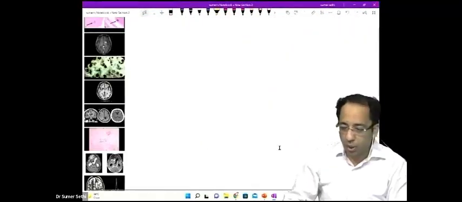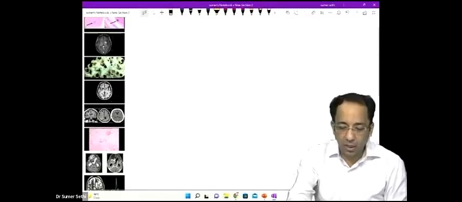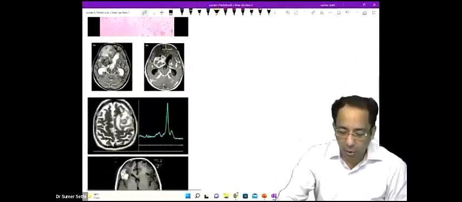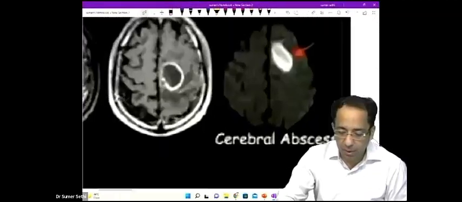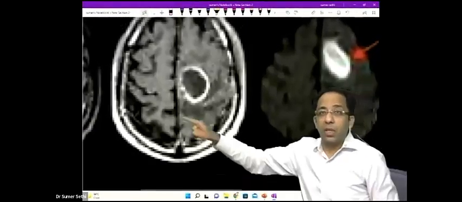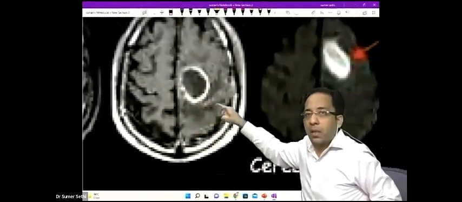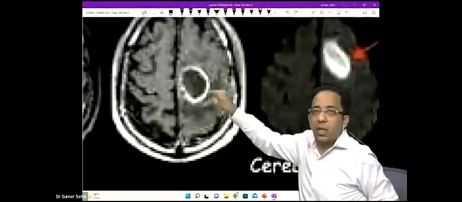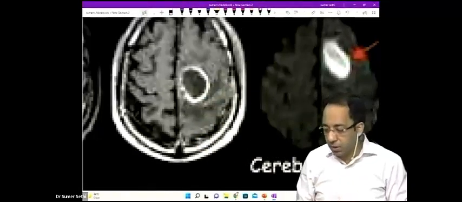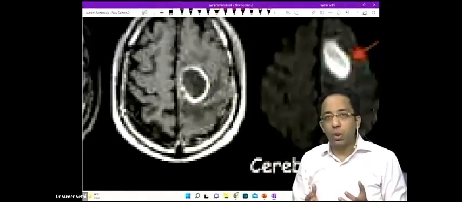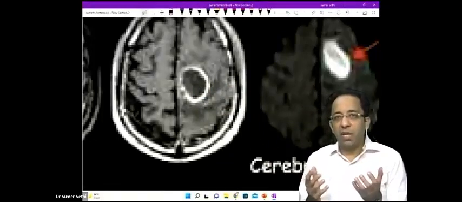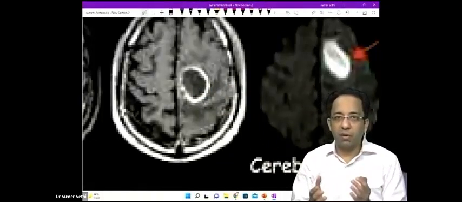And when the enhancement is shaped like a ring, I will show it to you with an example. Let me show you an example of a ring lesion. Please see this image. When the dye is taken up by the disease process like a ring, we call it a ring enhancement lesion.